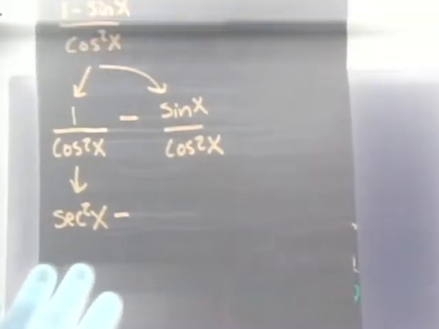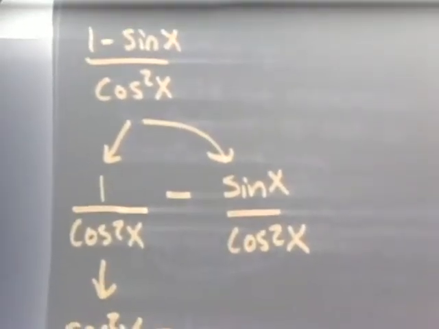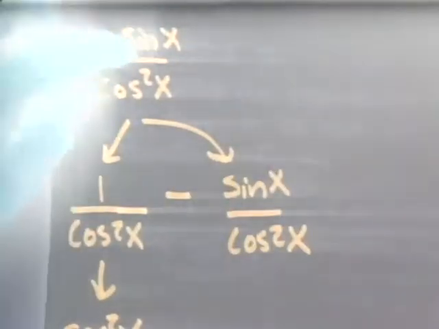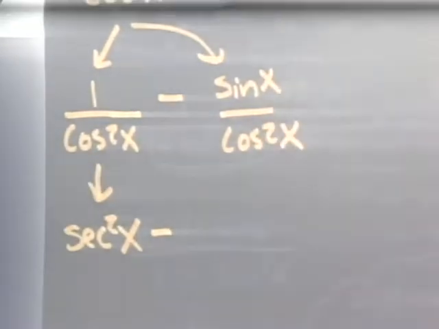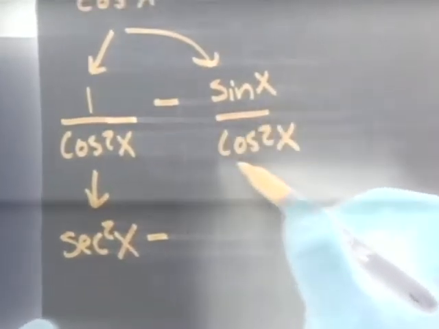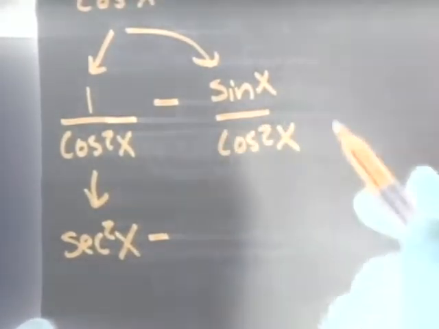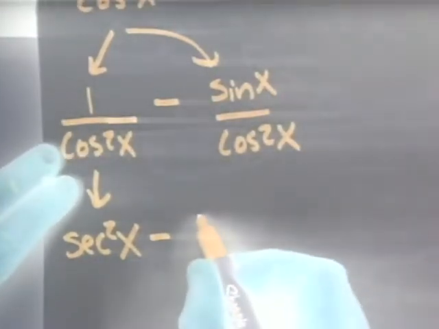All right, so I had this. I split it into 2, and then I turned this into secant squared x. I still have this problem. What I'm going to do is, you saw me do it just a second ago, that cosine squared x is going to be cosine over cosine. So I'm going to turn this into sine x over cosine x.